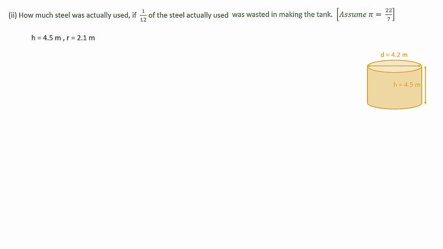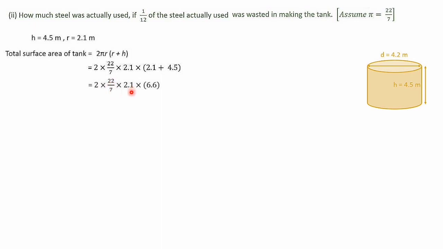That means total surface area of the tank will be equal to the total surface area of the cylinder, that is 2 pi r into r plus h. Let's substitute this: 2 into 22 by 7 into r is 2.1 meter into r plus h, 2.1 plus 4.5. Let's add these two which is inside the bracket. When you add, you will get 6.6.